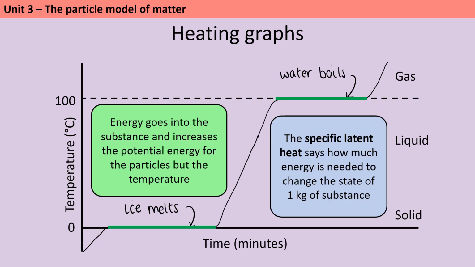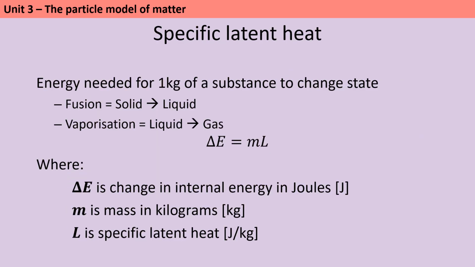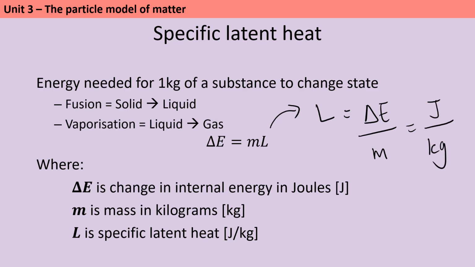Now, that's not going to be the same amount of energy for melting as it is for boiling, so we have slightly different names. We have the specific latent heat of fusion when a substance is melting, and the specific latent heat of vaporization when it's turning into a gas. Again, this is an equation with quite sensible units, in that energy is measured in joules and mass is measured in kilograms. So therefore, specific latent heat is in joules per kilogram, which is nice and easy to remember. So if I was going to rearrange this equation to make L the subject, it would be the energy divided by the mass. So in other words, joules divided by kilograms, which is just joules per kilogram.